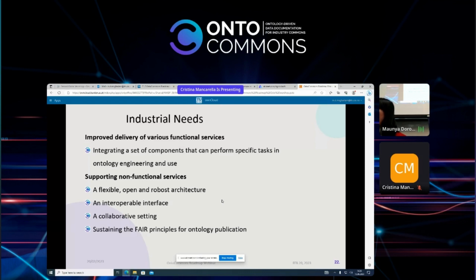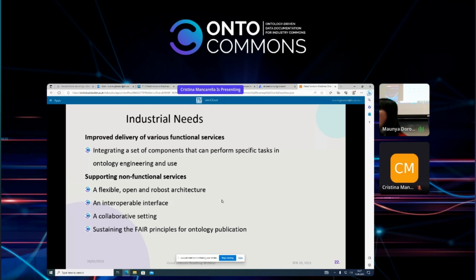And we divided the needs into two parts, functional and non-functional services. In terms of functional services, there is a requirement for a tool ecosystem that can support all the phases and all the activities happening in the ontology engineering lifecycle. To be specific, this toolkit should integrate a set of components that can perform specific tasks in the ontology engineering and use lifecycle. In terms of non-functional services, industrial stakeholders expect the toolkit architecture to be very flexible, able to integrate different tools, and have a very interoperable interface to allow domain experts to participate in the whole process of developing ontologies.